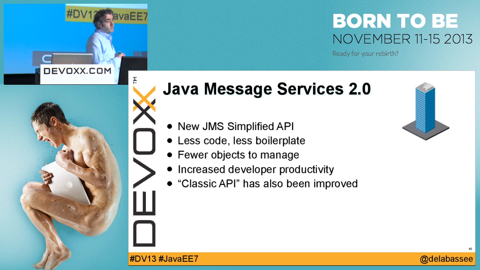Now, since JMS is widely used, we don't want to break backward compatibility. So there are two APIs within JMS 2. There is the classic API, which is the old JMS 1.1 that you are all using today. And we have the new simplified API. The idea is that using the new simplified API, you have to write less code, less boilerplate code, so it's a lot simpler to use. The goal is really to focus on developer productivity, and you will see how it works.